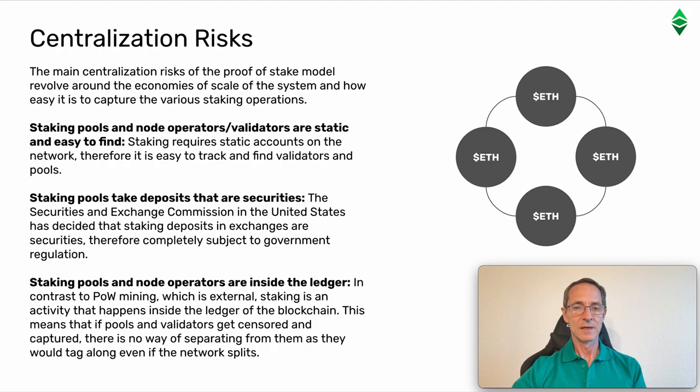Centralization risks. The main centralization risk of the proof-of-stake model revolves around the economies of scale of the system and how easy it is to capture the various staking operations. Staking pools and node operators, validators, are static and easy to find. Staking requires static accounts on the network, therefore it is easy to track and find validators and pools.